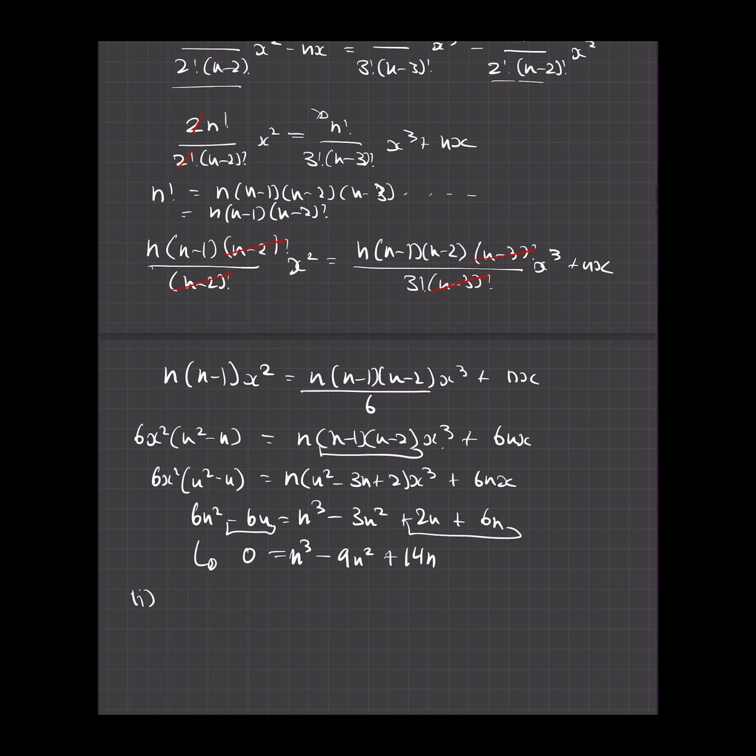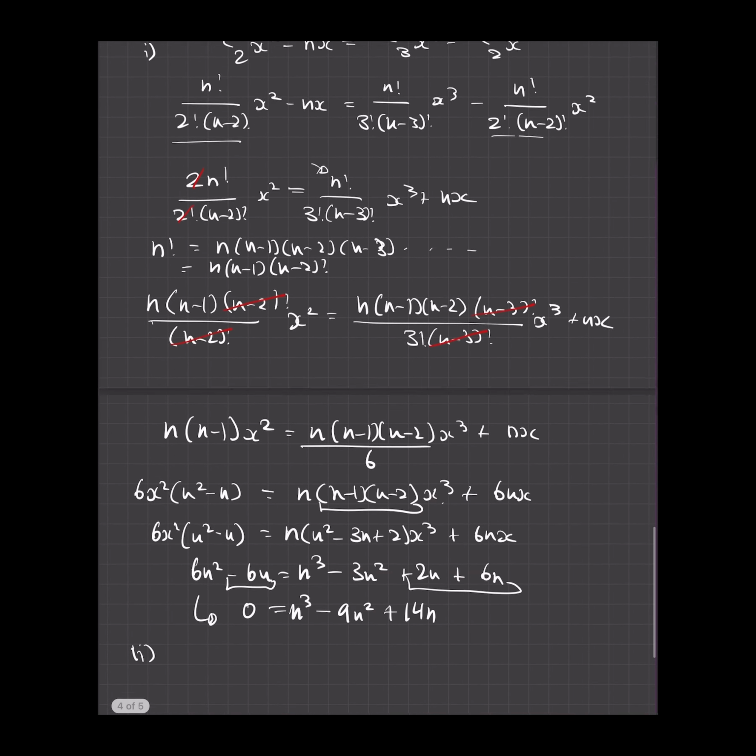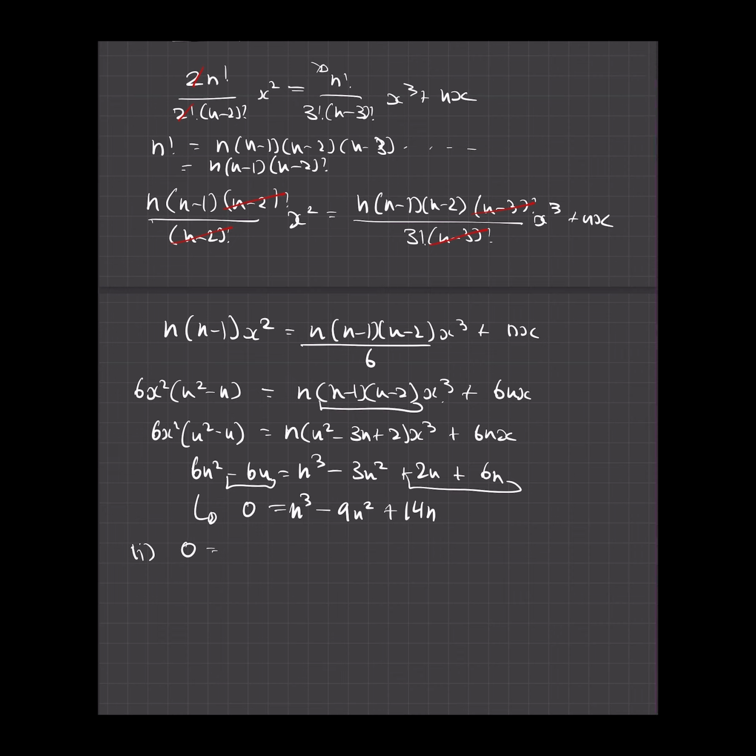So now, part ii just asks us to solve for the value of n. So that means 0 is equal to n³ - 9n² + 14n. We can factor out an n here, which means that we end up with a quadratic, which we like, because we know how to factor those. And you'll notice that that's the same as (n-7)(n-2), right? Because minus 7 times minus 2 is 14. You add them together, you get minus 9. And that's equal to 0. So that means n equals 0, n equals 7, or n equals 2.